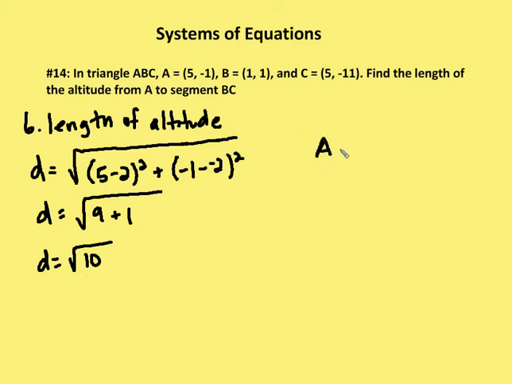the coordinates for A were 5 and -1, and the coordinates for B were 2, -2. So you see the distance formula is x2 minus x1 squared plus y2 minus y1 squared, and then you take the square root of that value. That gives you your distance.